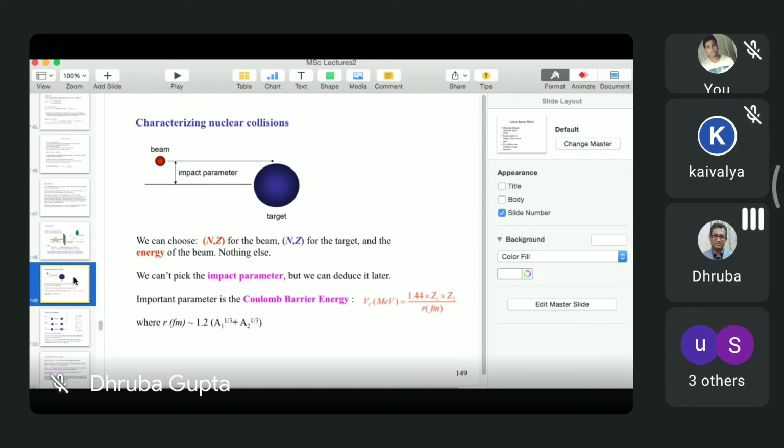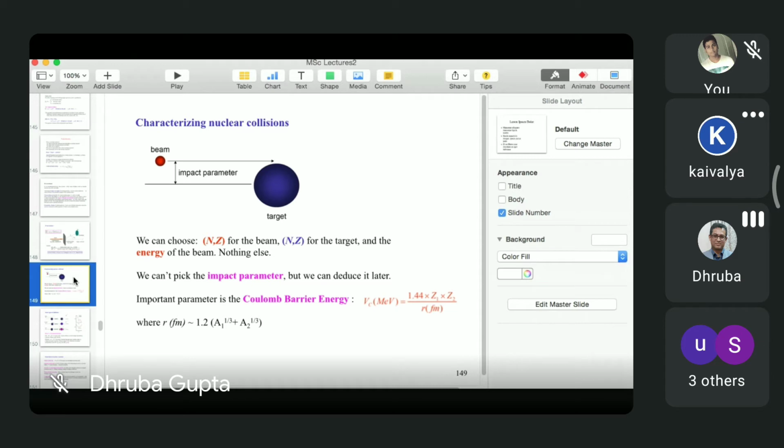So can you tell me what will be the situation when the impact parameter is very big and what will be the situation when the impact parameter is very small? Can you tell me what will happen? It will be a head-on collision if the impact parameter is very low, and if it is high, then it will be scattered.